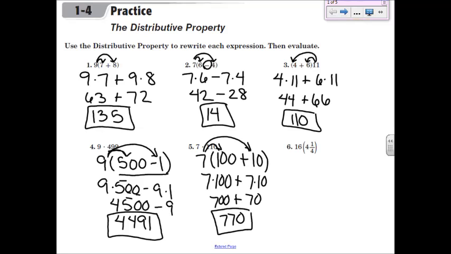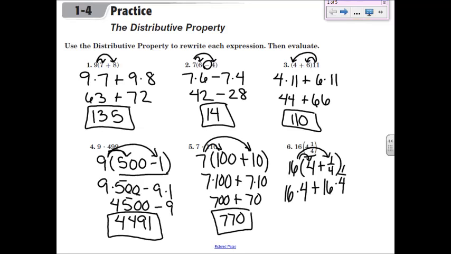And then the last one, we have a mixed number. And if you did the section 1-4 skills practice video, you know that mixed numbers like this can be written as the sum of the whole number, the integer, 4, and the fraction, 1/4. And the reason that becomes handy is now I can treat them separately. So 16 times 4, that's not too hard. I can do that. And then 16 times 1/4 I'll deal with in a minute.